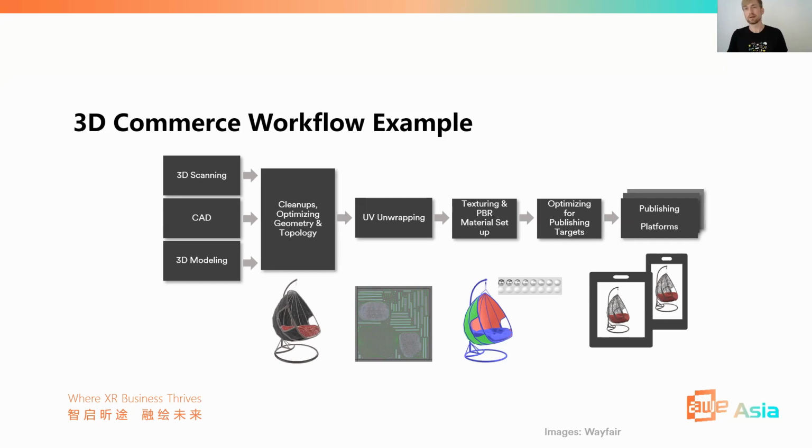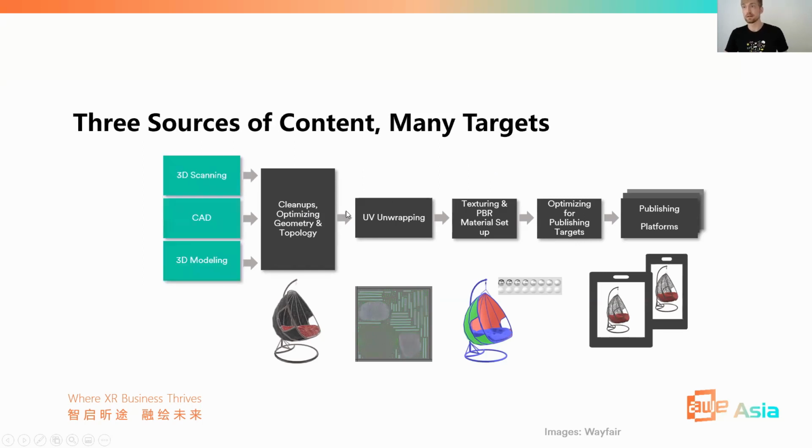So as you can imagine, this needs to be automatic in order to work well and not cause too much work. The artist should focus on the first parts, which are creating a high quality base asset. And again, there can be different sources for 3D content that we need to serve these many targets in the end. And these three sources are again 3D scanning, CAD, and 3D modeling. And for all of these, this optimization looks a bit different actually.